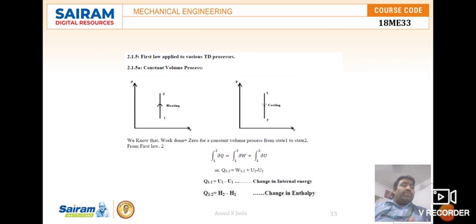So what about internal energy? Internal energy is U2 minus U1. Substitute this value in the first law of thermodynamics equation, so Q is equal to U2 minus U1. Remember guys, when you are applying heat to the gas at constant volume, the heat transfer is the change in internal energy. Heat transfer is equal to change in internal energy. Okay, next.